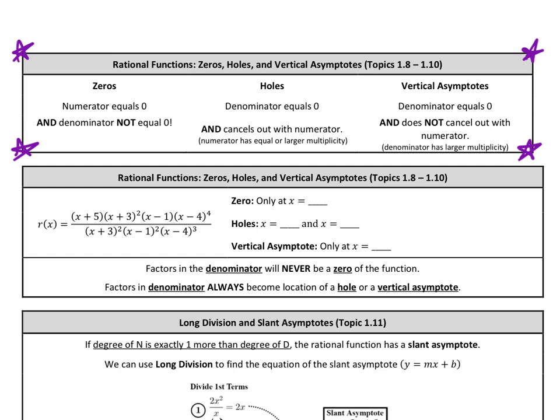But a function is going to have a 0 when the numerator equals 0 and the denominator does not equal 0, because that would be a hole. There will be a hole when the denominator equals 0 and cancels out with the numerator. A vertical asymptote will have a denominator equal to 0 and does not cancel out with the numerator. So what I like to do with these functions is cancel first and see what has completely canceled out of the denominator and what has stayed in the denominator to help me find these different things.